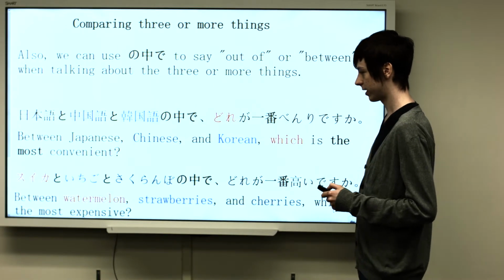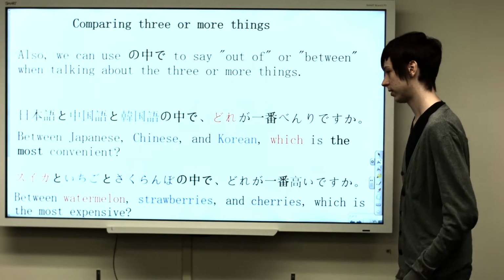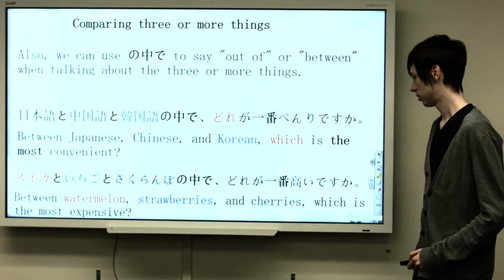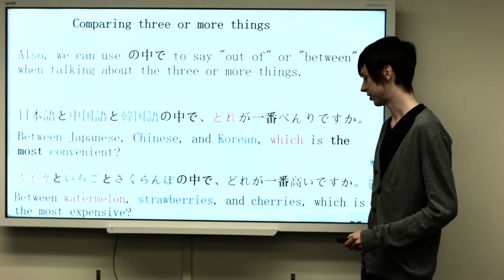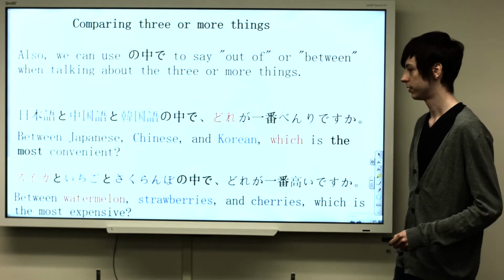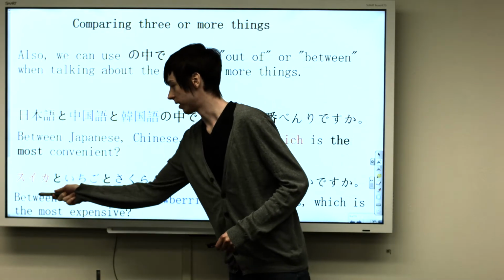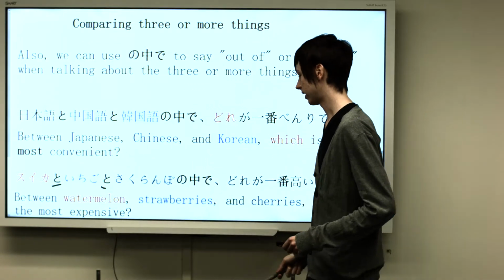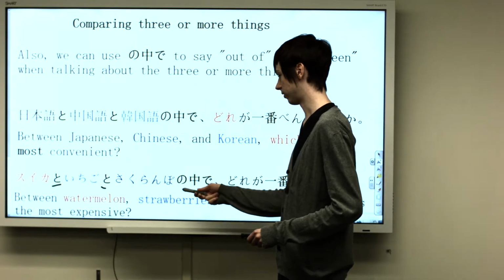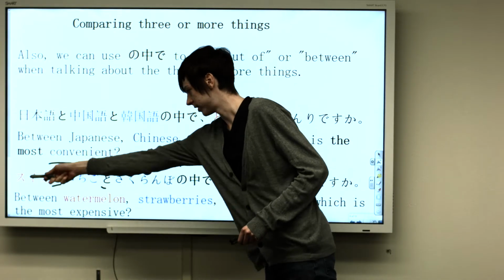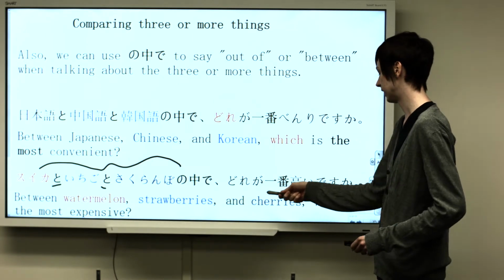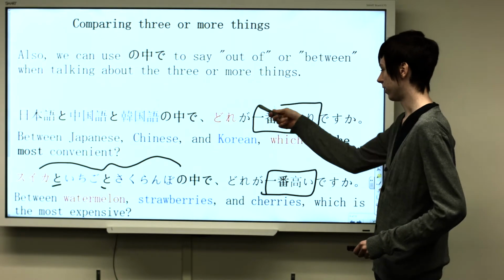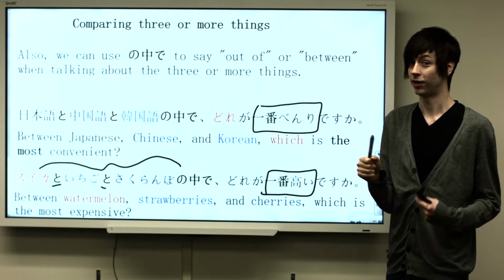Alright, and the next one, スイカとイチゴとサクランボの中でどれが一番高いですか? So between watermelon, strawberries, and cherries, which is the most expensive? So just as before, スイカ, watermelon, とイチゴ, which is strawberry, とサクランボ, no naka de. So in the middle of all of these 3, which is the most expensive? Ichiban takai, ichiban benri. The most expensive, the most convenient, the number 1.